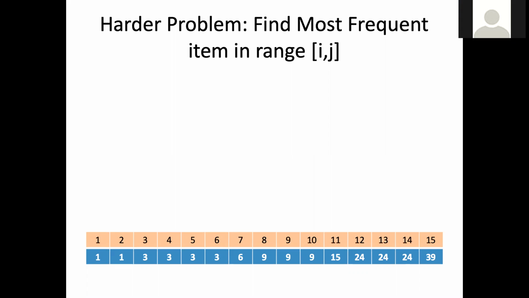3. It's going to be 3 because there are 4 3s and only 3 9s. What if I go from 4 through 9? 3. Still 3. What if I go from 5 through 10? 9. This time it'll be 9, and so on and so forth. So you get the idea, right? Okay.